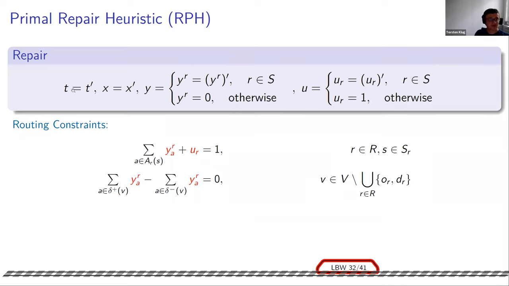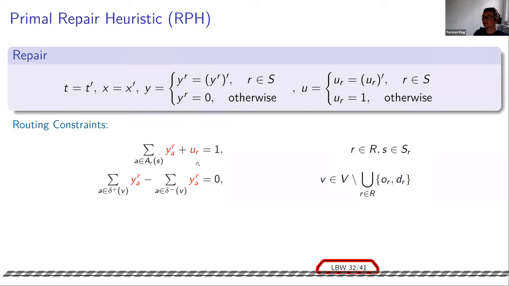So we leave the t variables and the x variables untouched. And for all requests that are in the stable set, we simply cancel the train. So we set the y variables, the routing variables, to zero, and our select variable, which if it's active disables the request, to one. And all requests that are in the stable set are untouched again.